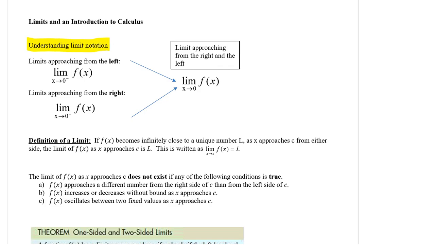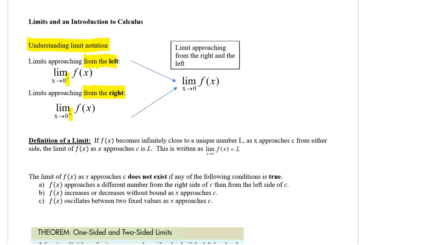When we see the limit of some function as x approaches a value, that little minus in the superscript tells us that that is the limit as we approach that value from the left. Likewise, when we have the limit of some function f of x as x approaches a value with the little plus in the superscript, that plus tells us that our function is approaching that value from the right.